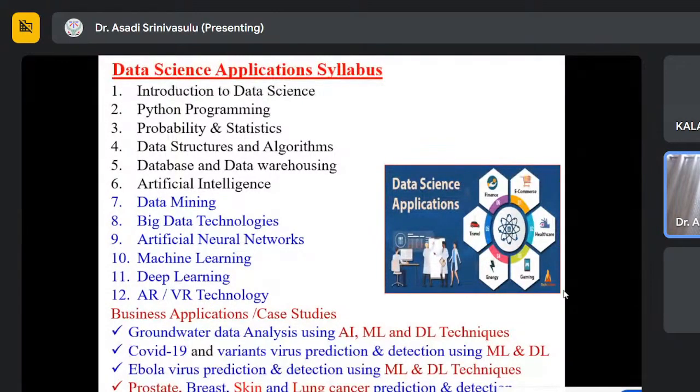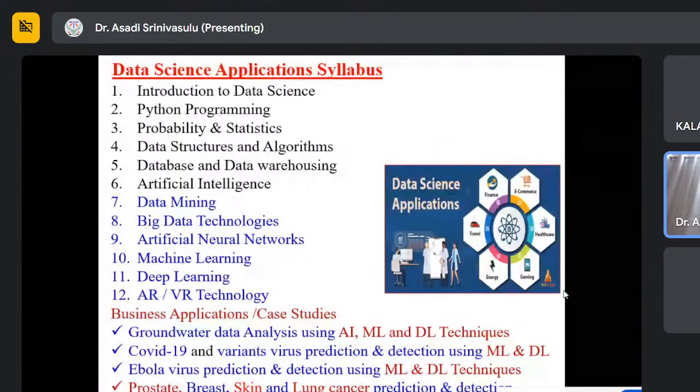Probability and statistics is the prerequisite for data science. If you know probability and statistics, you can do wonders in order to extract meaningful insights from a huge volume of data by using statistical, artificial intelligence, machine learning and deep learning techniques. Then after that, data structures and algorithms.